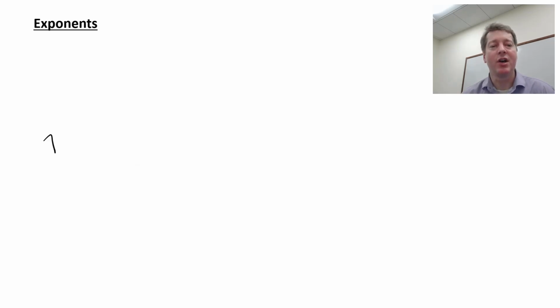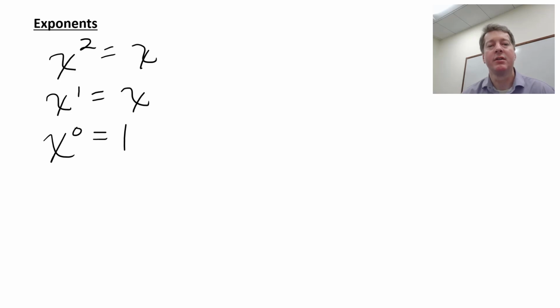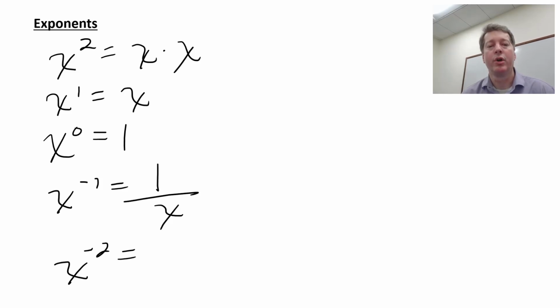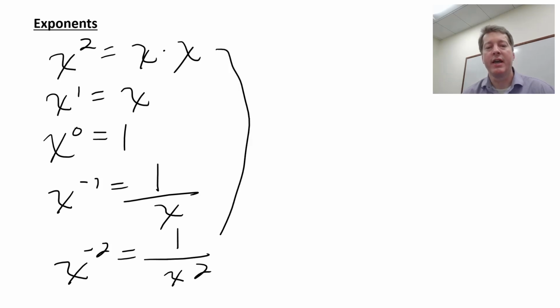So let's generalize all of this. X to the 0 is 1, x to the 1 is x itself, x squared is x times x. X to the negative 1 is 1 over x to the positive 1, 1 over x. X to the negative 2 is 1 over x to the positive 2, 1 over x squared. And here again, x to the negative 2 is the reciprocal, the flipped over version, of x to the positive 2.